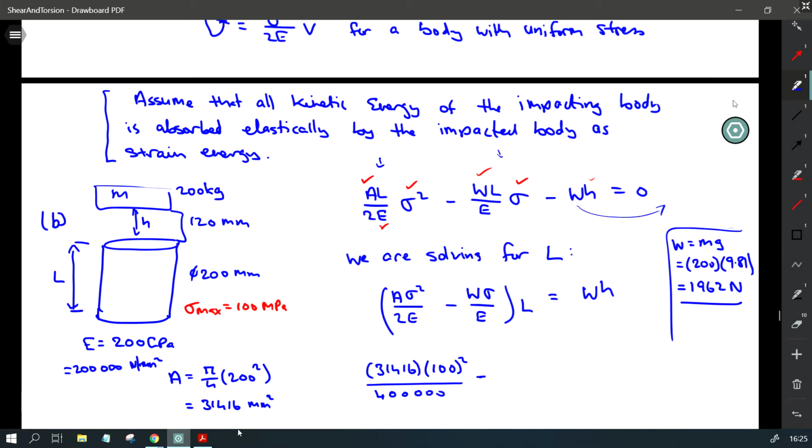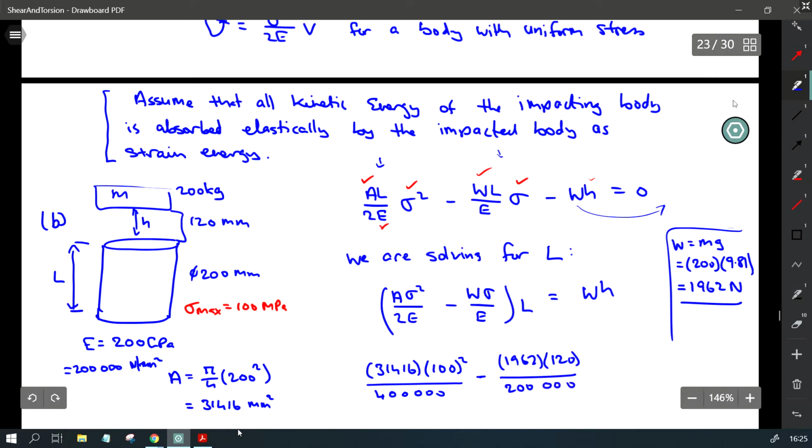So that minus 1962 times the height, which is 120 millimeters, divided by E, which is that. And that times L is equal to, sorry, that should be 100 back there, which is stress. And this is the W times the height.